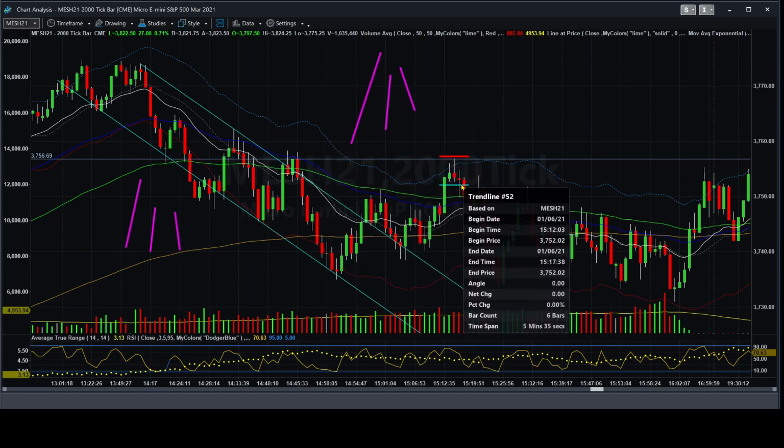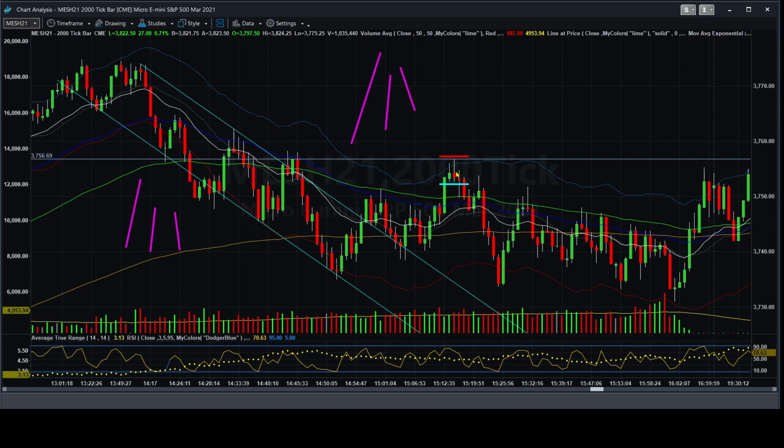And again, the entry point should be 1 tick below, always below this bar, which is my signal bar here. So using a stop market or a stop limit order here, and when it executes the order here, we can see a nice move to the downside here.